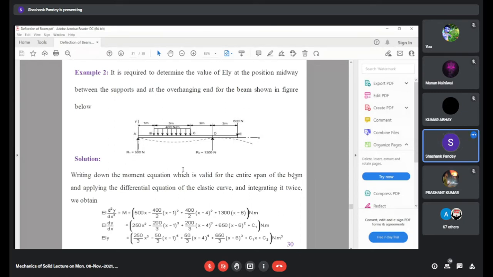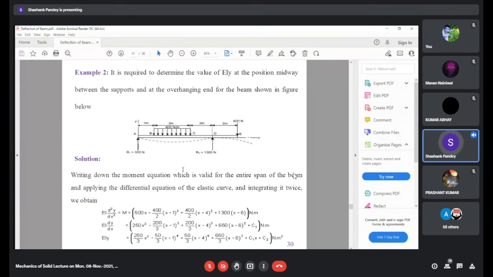Once we have these two integration constants, we will use our boundary conditions. If the beam is deflected, we impose the boundary condition that at x equal to 0 the deflection is 0, but all the terms inside the brackets, that is x minus 2, x minus 4, and x minus 6, are no longer valid at x equal to 0. So we will neglect all these terms. Now we substitute x equal to 0, and we have the constant C2 equal to 0.